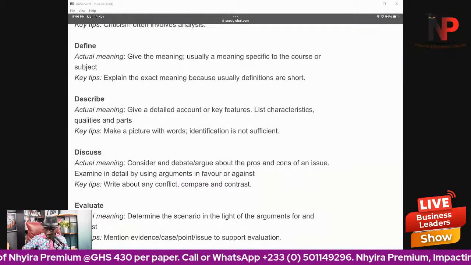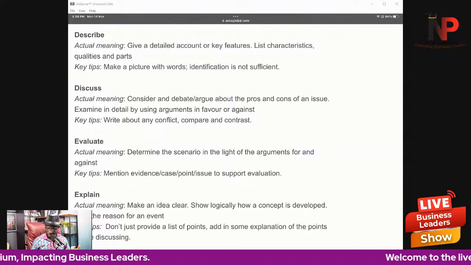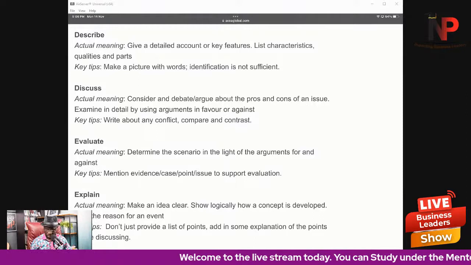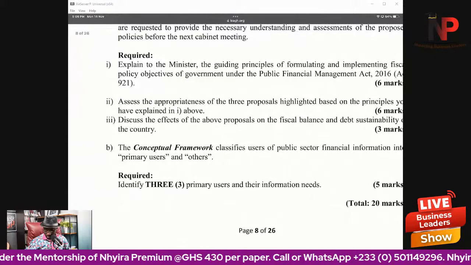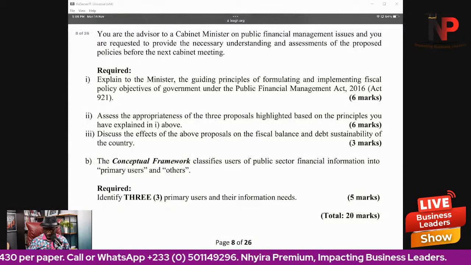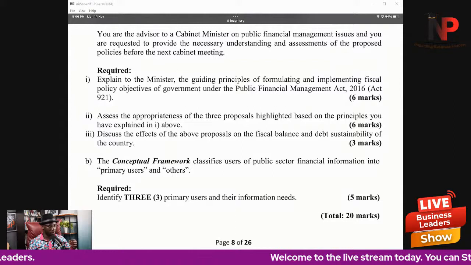Next one, discuss. When we say discuss, it means you consider and debate or argue about the pros and cons of an issue. It means you examine in detail by using arguments in favor or against. Like the list I was showing you a moment ago, look at it here. This is a question from the ICA, for instance. It says, discuss the effects of the above proposal on the fiscal balance and debt sustainability of the country. 3 marks.